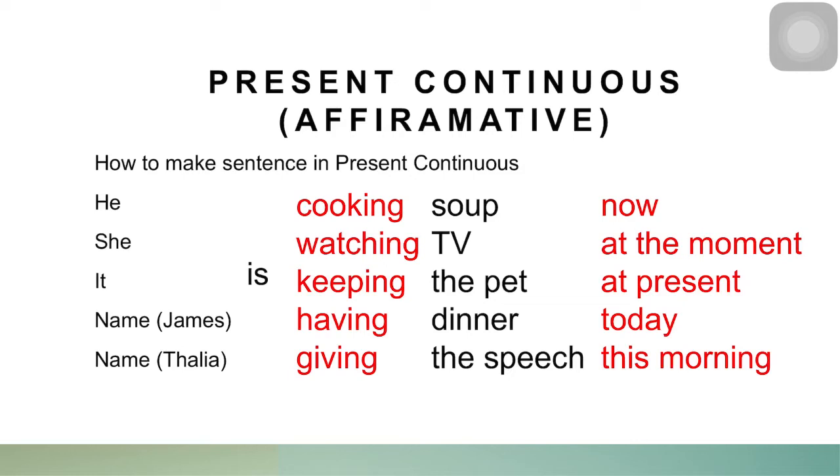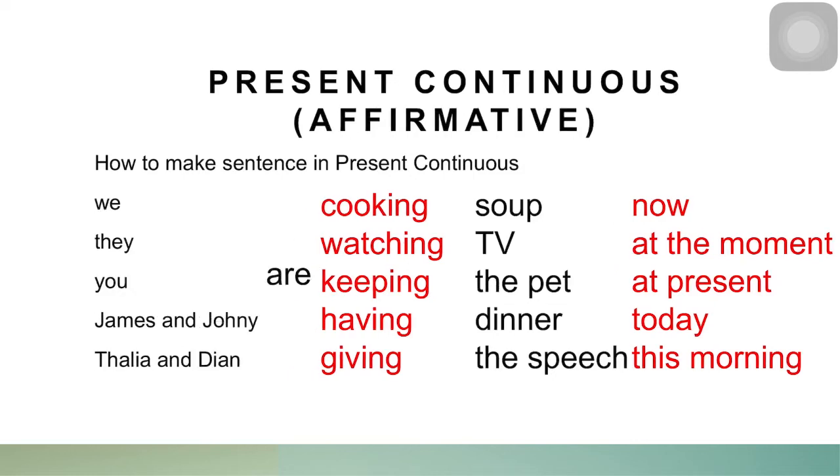Next, how about if we change the subject? Here, we change into we, they, you, and two names, James and Johnny, and Talia and Dian. We use are here because the subject is more than one. And this one is the verb-ing or present participle. And this one is the object, and of course this one is the adverb of time.